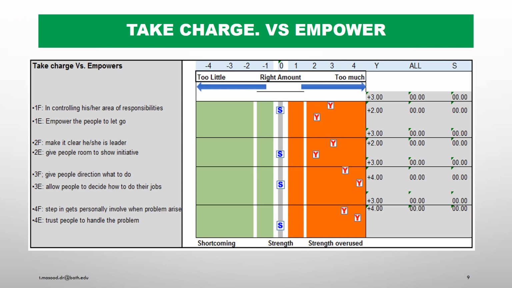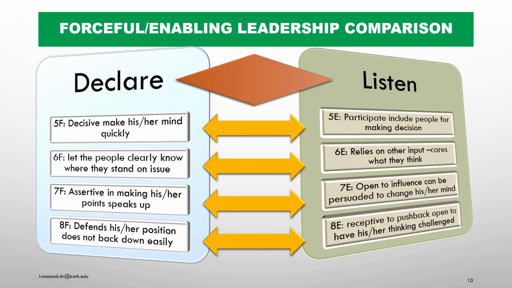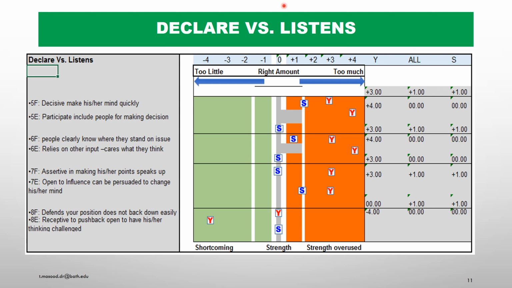In my next slide, enabling leadership style, the second segment is declare and listen: 5F, 6F, 7F, 8F opposing 5E, 6E, 7E and 8E. Now I'm going to simulate these segments in my next slide. Declare versus listen.